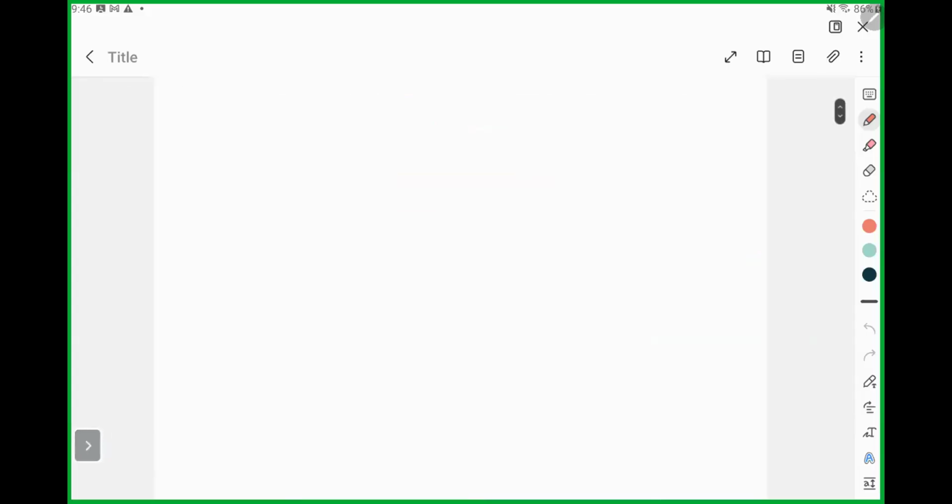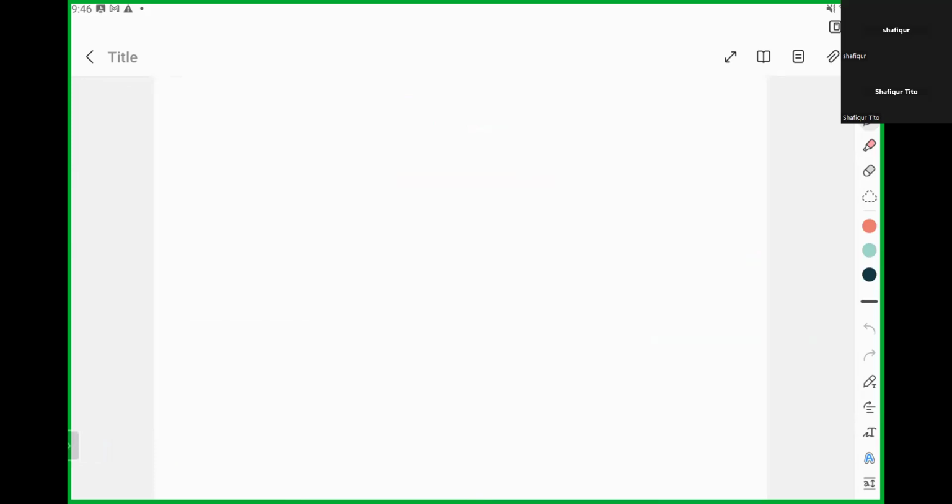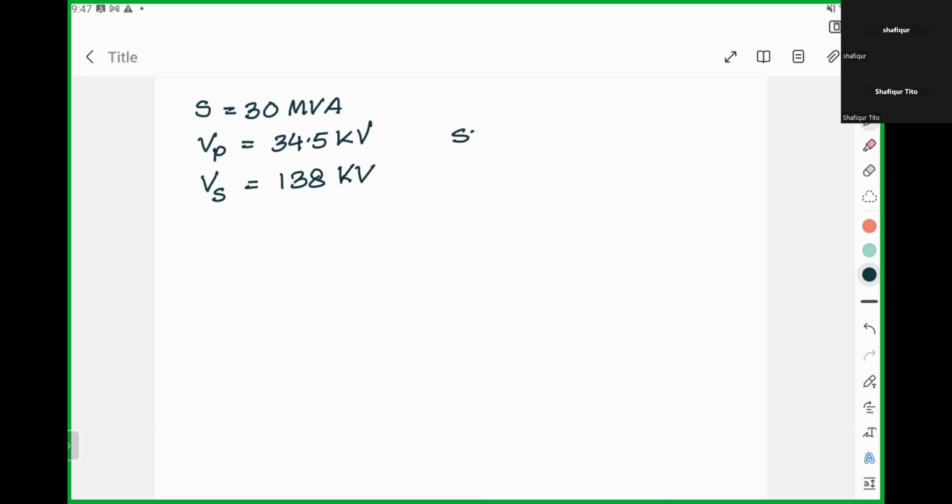So we'll start from the beginning, and let me bring up the problem so that I can write down the values. Taking the black, S is given equal to 30 MVA. Primary side voltage is given equal to 34.5 kV, and secondary side voltage is given equal to 138 kV, and they are star-delta connection.